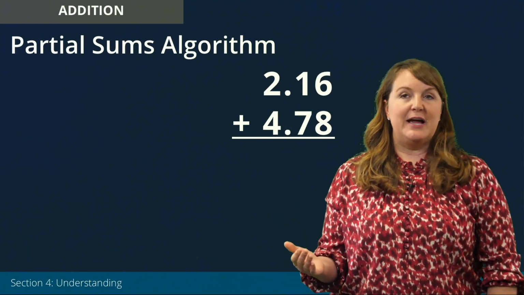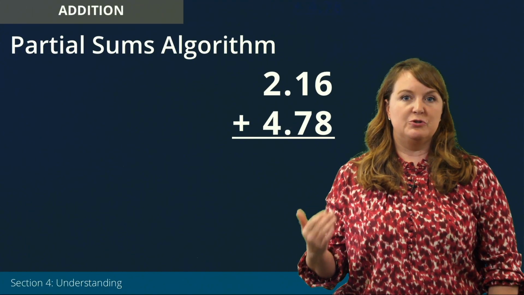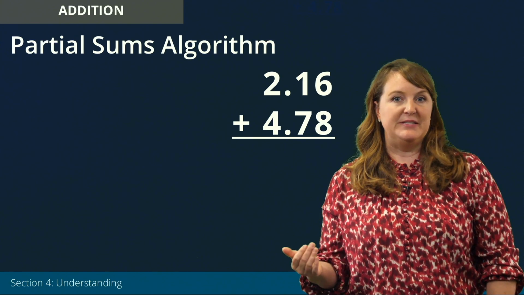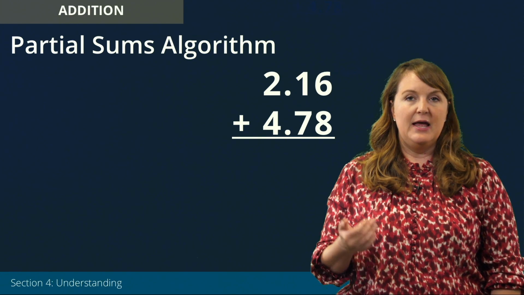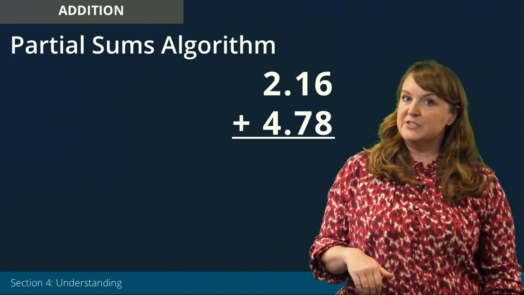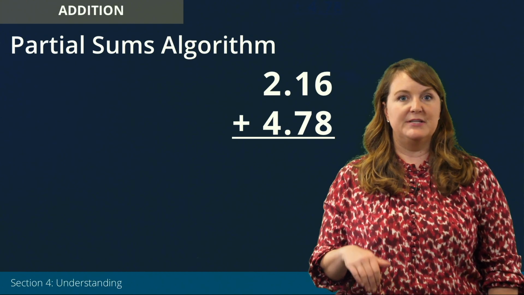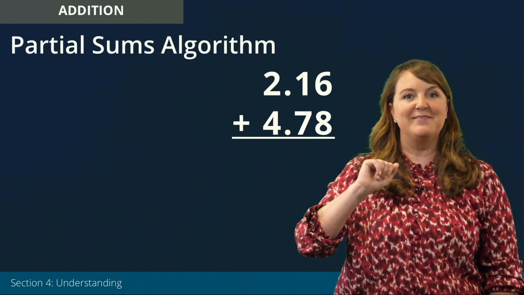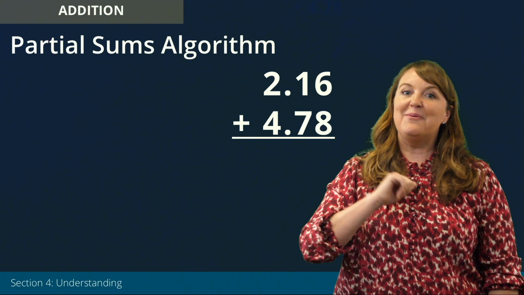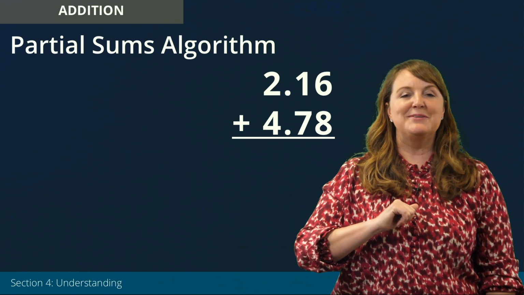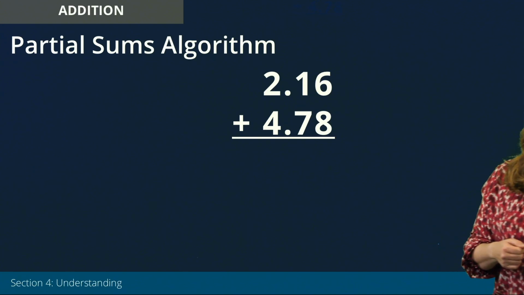So we just looked at an example where we used the traditional algorithm and we used both base 10 blocks and place value discs. Let's look at how we could use the partial sums algorithm to help students with this computation of decimals. And now we're going to use a different manipulative. Let's use some money. So here's what that might look like.